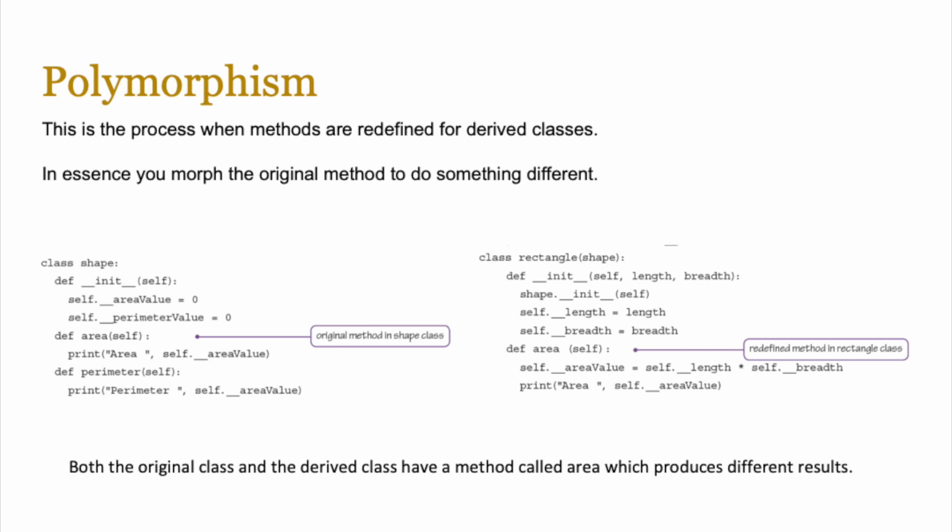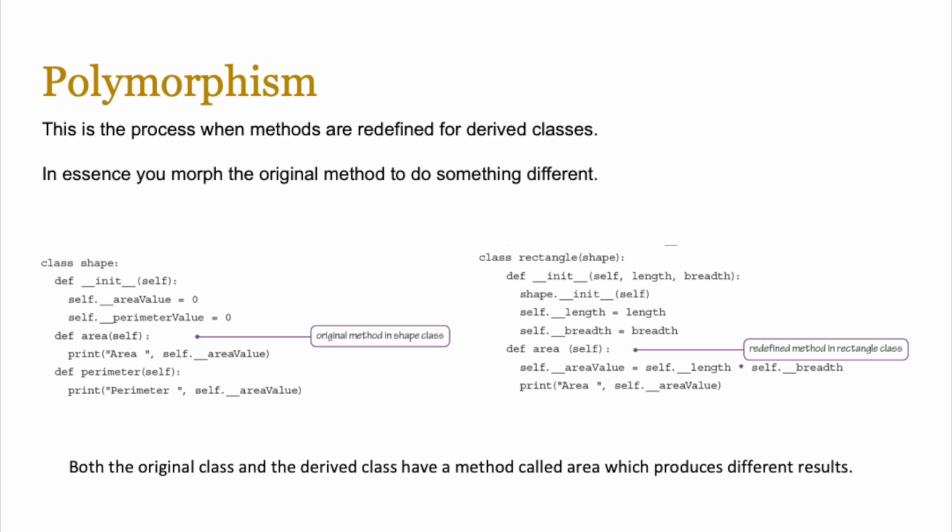Polymorphism, on the other hand, is the process when methods are redefined for derived classes. So, for example, you've inherited something from a parent class, but you are now redefining it to make it a bit different than the method that was in the parent class. In essence, you morph the original method to do something completely different.